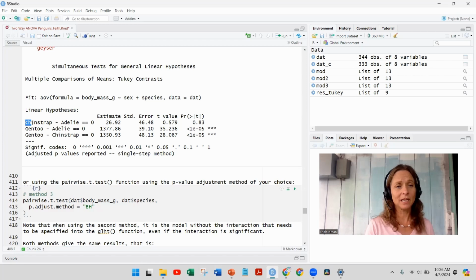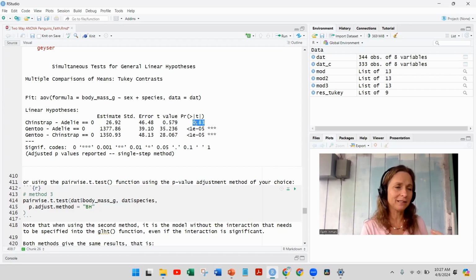Now, what this is doing here is it's restating our hypothesis for us in case we had forgotten, that the difference between chin strap and Adelie is equal to 0, right? What's the actual difference? 26. That's our estimated difference. The standard error of that difference is 46. The t-value of that difference is 0.579, and the p-value is 0.83.